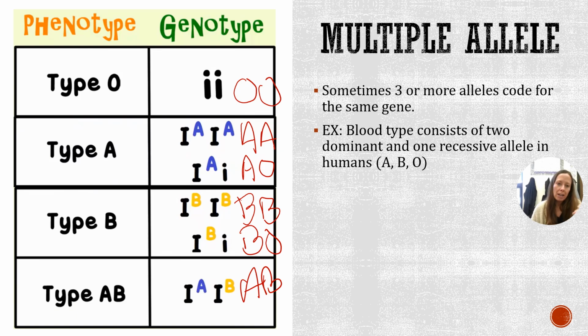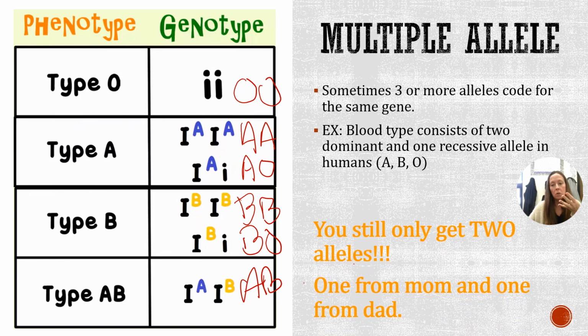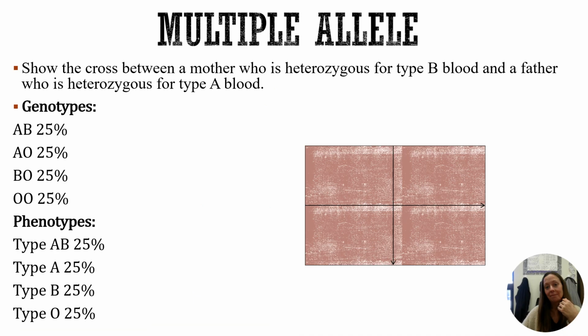It's just two different ways to write it, with the I's or not, but we have three different alleles and different combinations of them, which now gives us four different types of phenotypes we can have. We're still only going to get two alleles per person, because you still get one allele from your mom and one allele from your dad, right? It's just that there's three that are floating around in the general population.